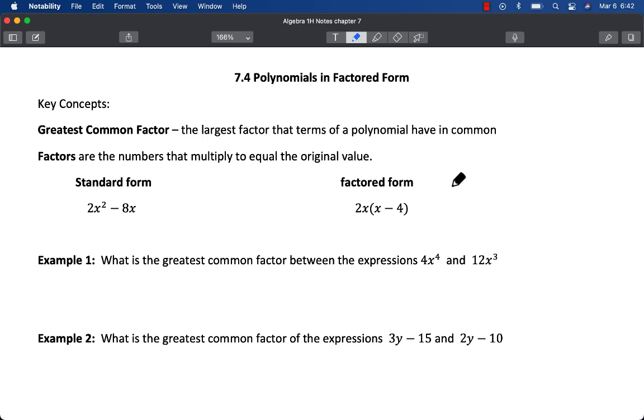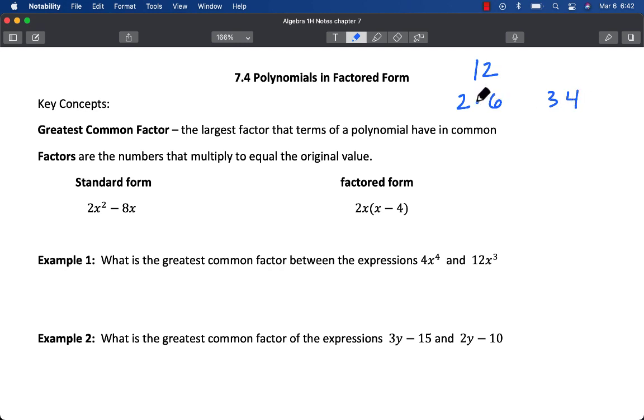Hey guys, today we're going to take a look at polynomials in factored form. Before we jump into our notes, let's quickly remember what factors are. Factors are two things that multiply together to get a product or the end result. For example, if I give you the number 12, the factors of that would be 2 and 6 or 3 and 4.